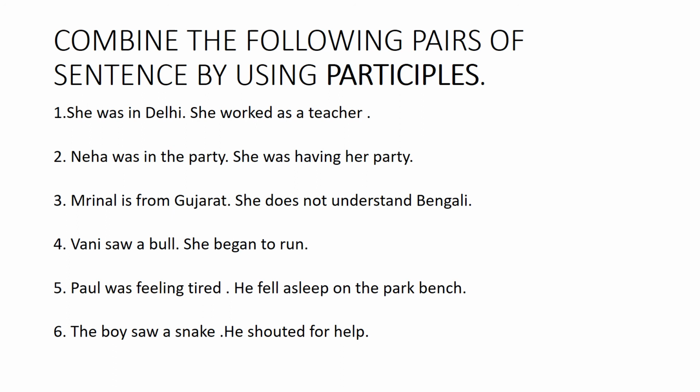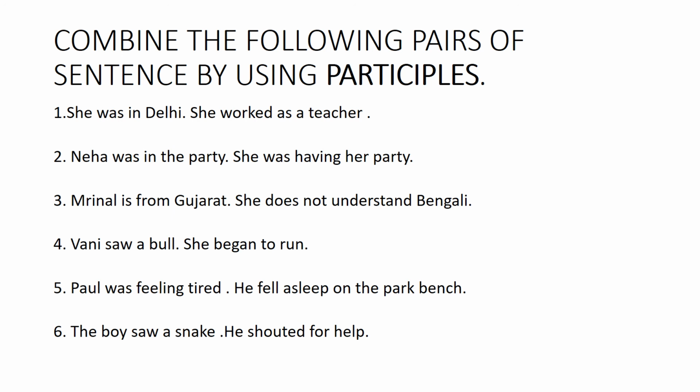Combine the following pairs of sentences by using participles. 1. She was in Delhi. She worked as a teacher. She was working as a teacher in Delhi. 2. Neha was in the party. She was having her dinner. Neha was having dinner at the party.